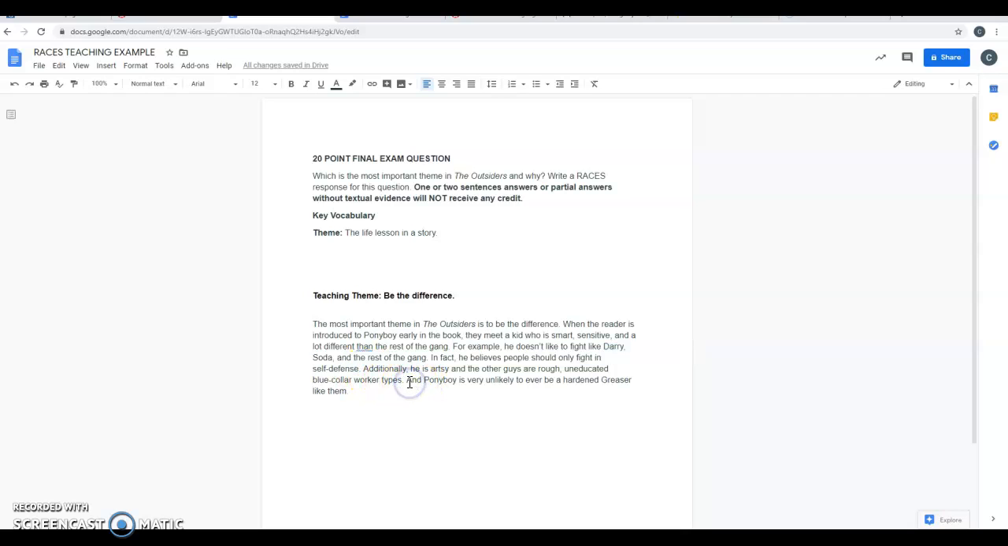So right here, I want you to pay attention to this. It says, Ponyboy is very unlikely to ever be a hardened greaser like them. That is a pretty bold statement. So what I need to do is find a piece of textual evidence to now support this.